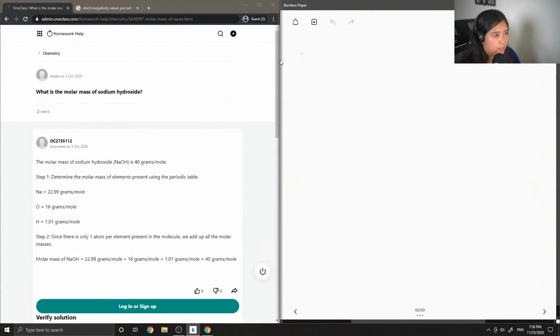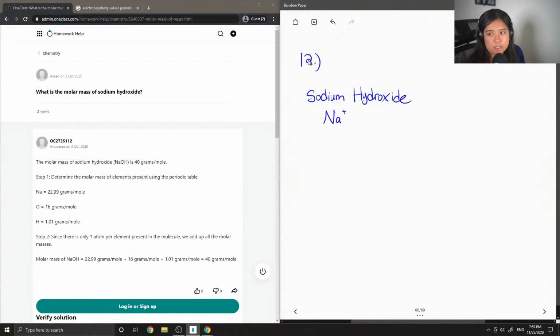Okay, so on to question 12. What is the molar mass of sodium hydroxide? If we don't know the chemical formula, it is composed of a sodium ion, which is Na+, and a hydroxide ion, which is OH-. So we end up getting NaOH for our chemical formula.